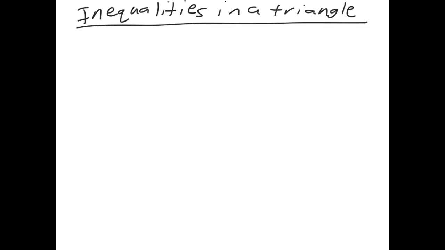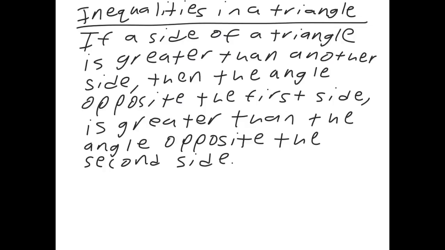Now I want to talk about inequalities in a triangle relating to the sides and angles. So, if a side of a triangle is greater than another side, then the angle opposite the first side is greater than the angle opposite the second side. So let's say we have a triangle, ABC, and the measurements of this triangle are 5, 7, and 9.